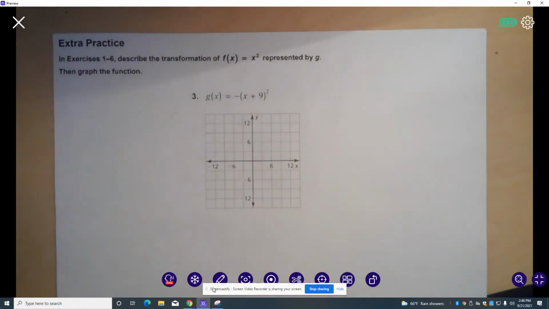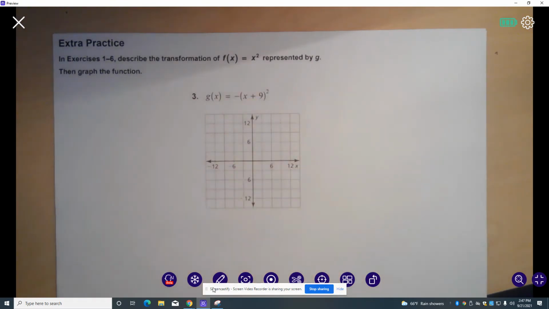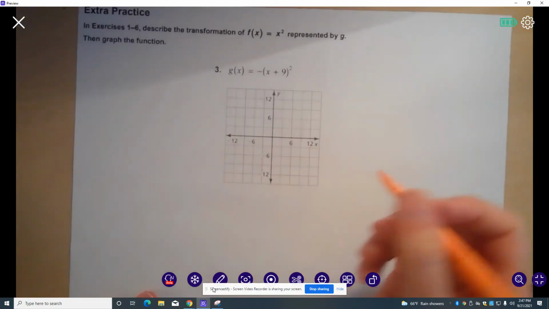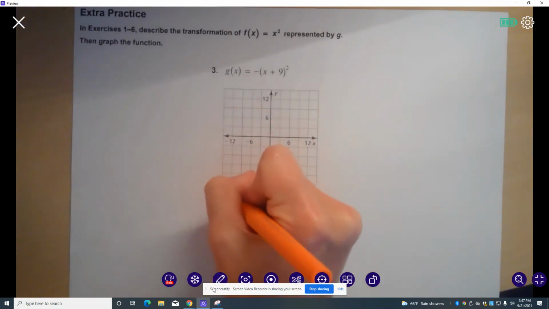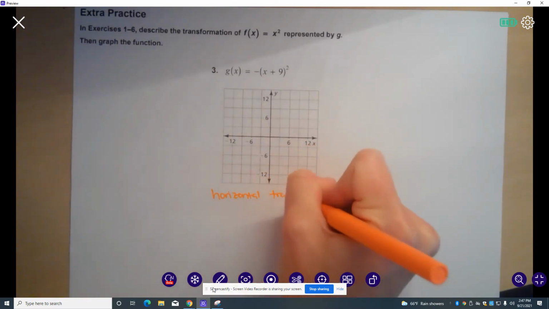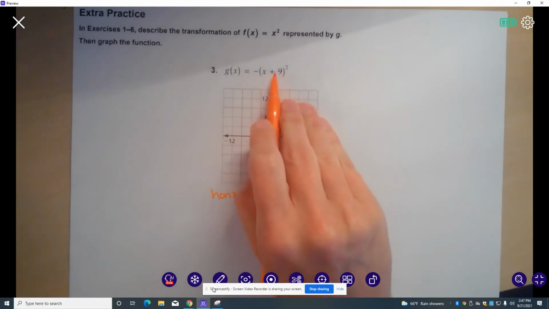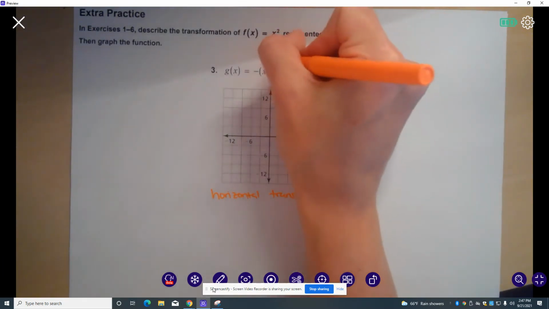Number 3. Describe the transformation and graph the function. One thing I notice is we're adding 9 inside the function. I know that's a horizontal translation. And remember, it's opposite the direction you would think. So +9 means we're going to be going left 9.